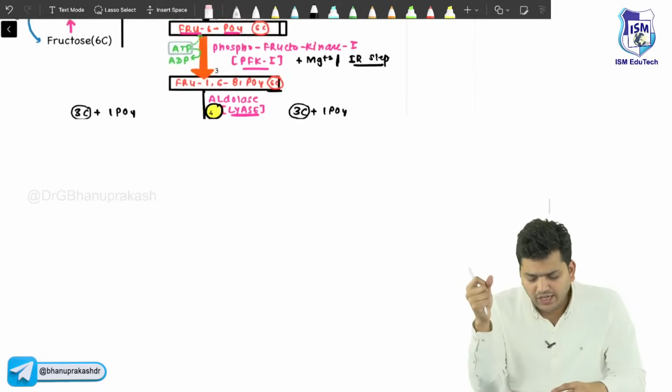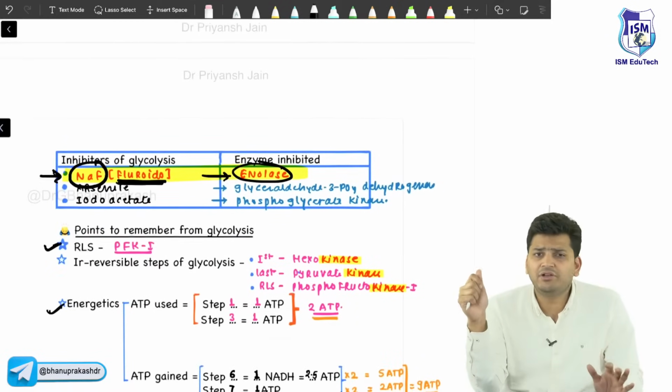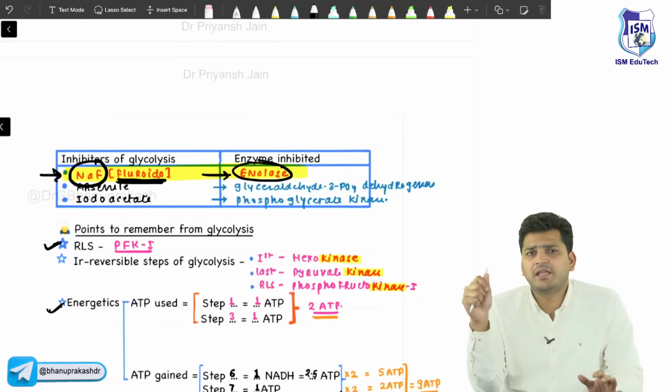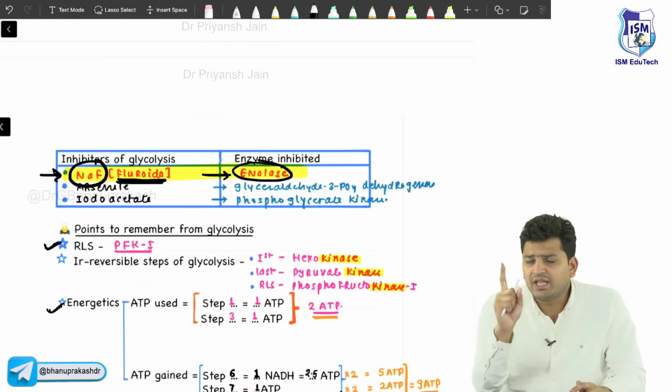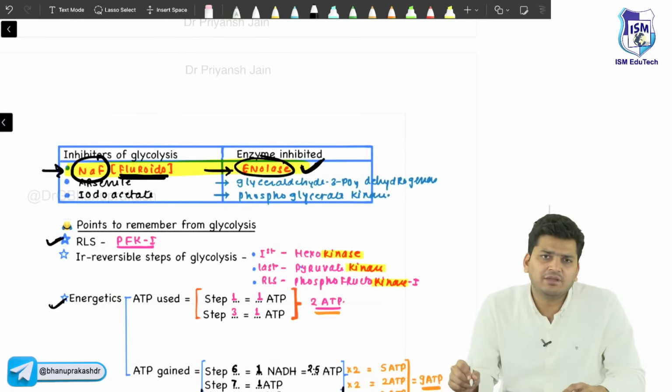Then we have discussed about glycolysis. Glycolysis is a 10-step process. There is going to be generation of 7 ATPs, and the rate limiting enzyme is going to be PFK1. We can inhibit glycolysis by giving a toxin, sodium fluoride. Sodium fluoride inhibits the enzyme enolase.